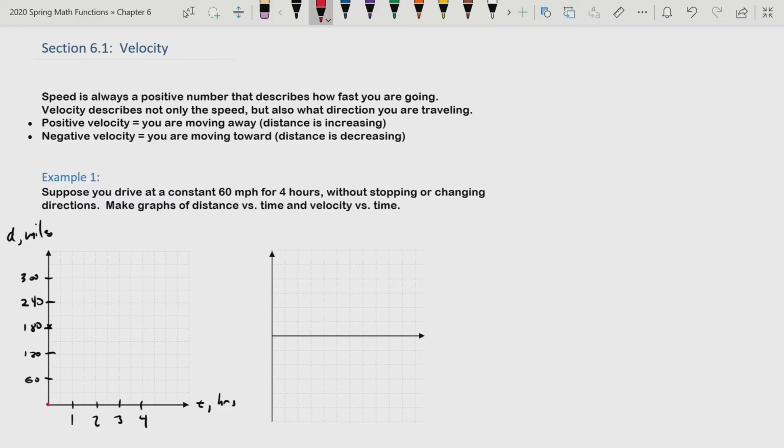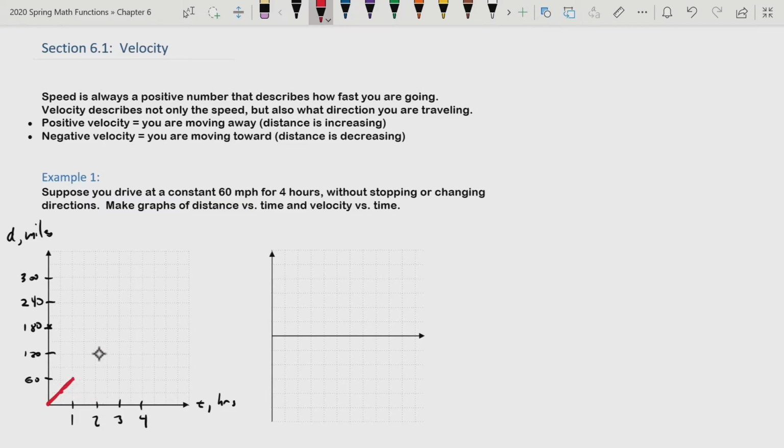You haven't gone anywhere. You go 60 miles per hour, say for 1 hour. How far away are you? 60 miles. So your distance is now at 1 hour, 60 miles. In between, if you're driving at a constant 60 miles per hour, in a half an hour, you'll be 30 miles. So you'll be here. So the line will look like that from there to there.